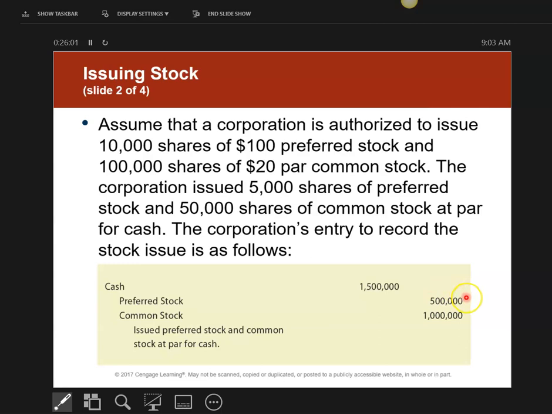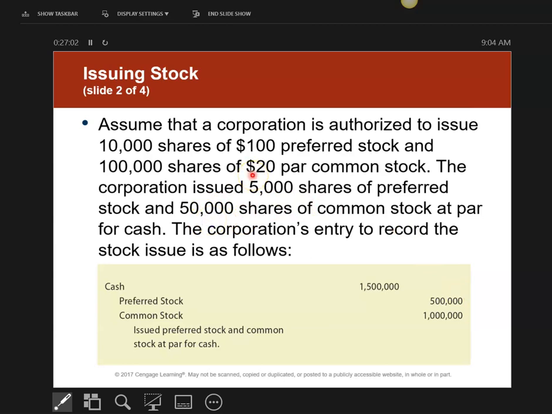So my preferred stock account has a credit balance of $500,000. Now remember, these are dollar amounts, not number of shares. I told you to be very careful about the number of shares and the dollar amount. My common stock has a $1 million balance in it, which represents 50,000 shares, which is the number of shares times the par value.